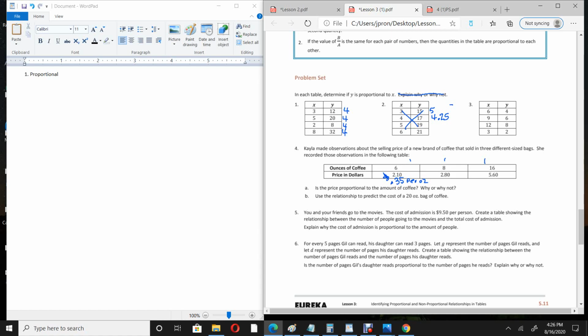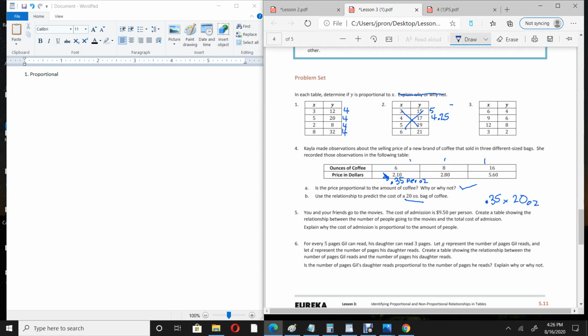So is the price proportional to coffee? Yes, it is. Why or why not? The unit rate is always 35 cents per ounce. Okay, so that would be an answer for question 4A. B would be, use the relationship to predict the cost of 20 ounces. So if it's 35 cents per ounce, 35 cents per ounce times 20 ounces, okay? And you would write, at this rate 20 ounces would cost however much. You can do the math, okay?